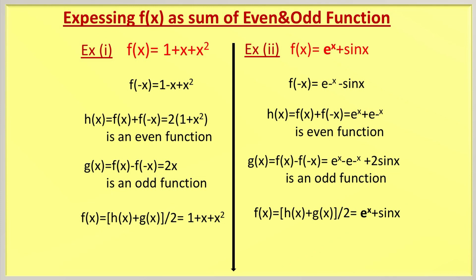f(x) is equal to 1 plus x square, that is, we will write f(x) as the sum of even and odd functions. And in example 2, f(x) is equal to e to the power x plus sin x, and that can also be expressed as the sum of an even function and an odd function. You see, what is f(x)? It is 1 plus x square. What is f of minus x? So we use the blackboard for this.